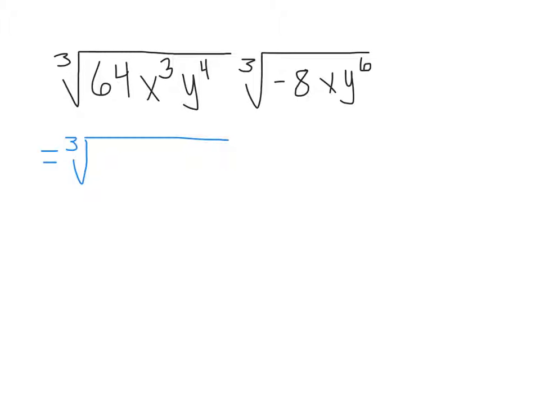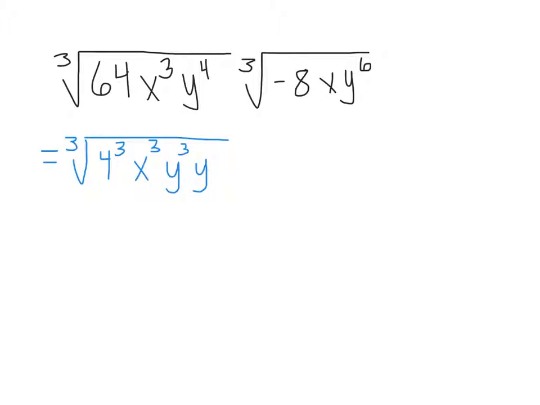And so this is probably one of those ones that it's good to just be kind of aware of. Like 4 times 4 is 16, 16 times 4 is 64. So we can write 64 as 4 cubed. All right, and then obviously that x cubed is already cubed. And then y to the 4th, we can break that up. We can write that as y cubed times y.